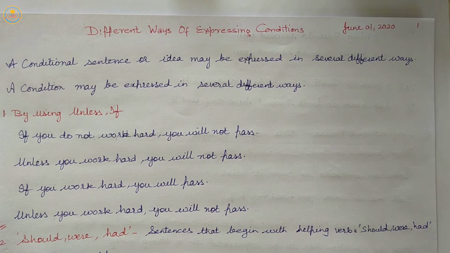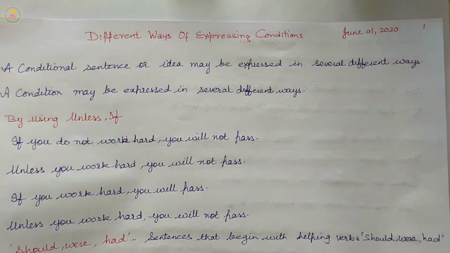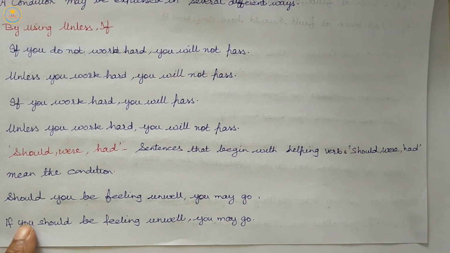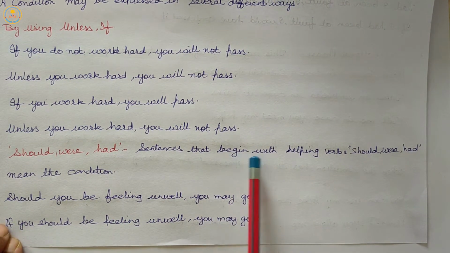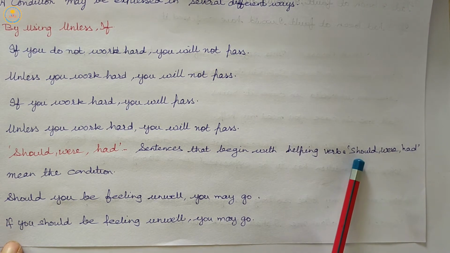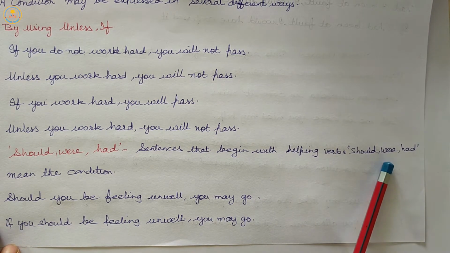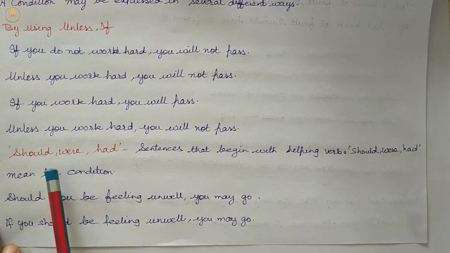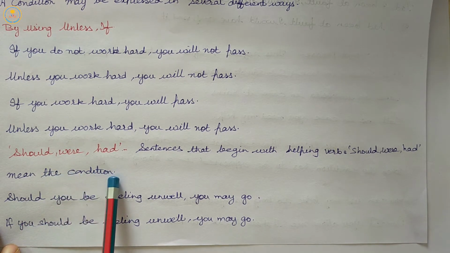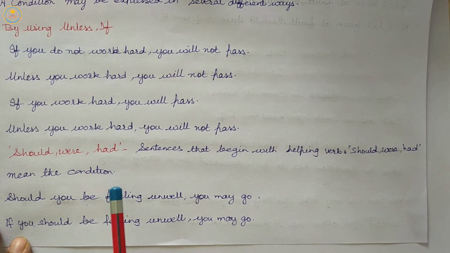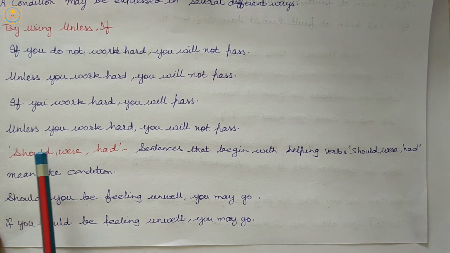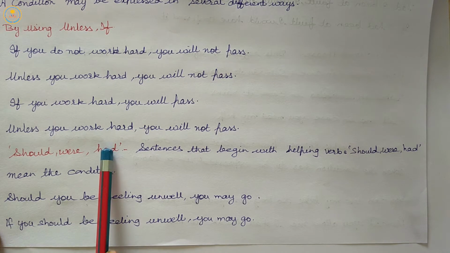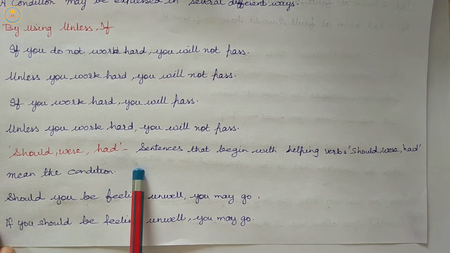Next, by using should, were or had. Sentences that begin with helping verbs should, were or had mean the conditions. They show the condition in the sentence. Listen. Sentences that begin with should, were or had express the conditions.